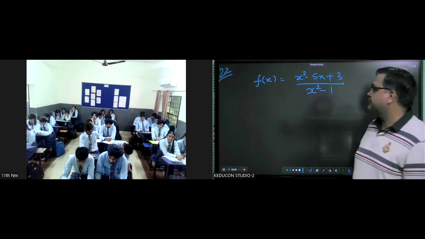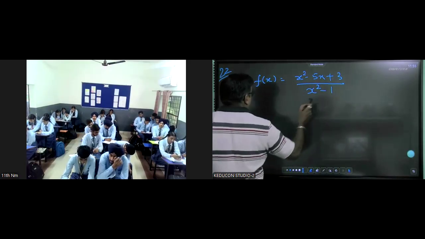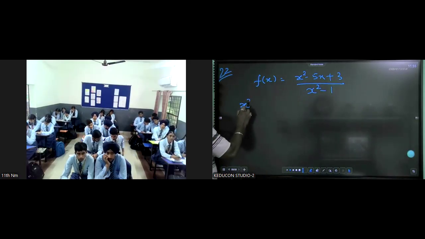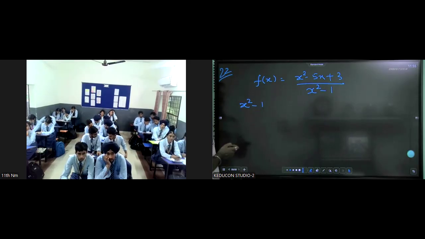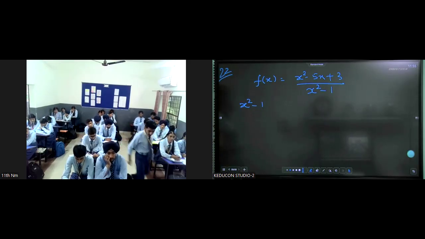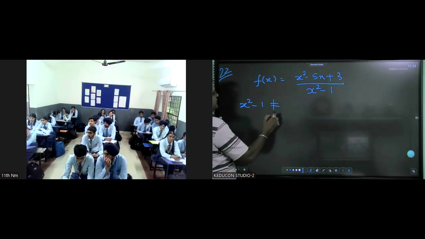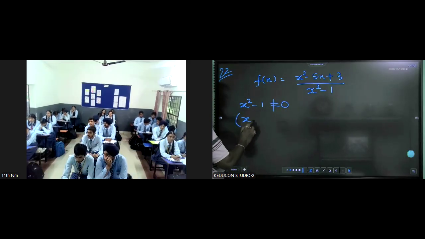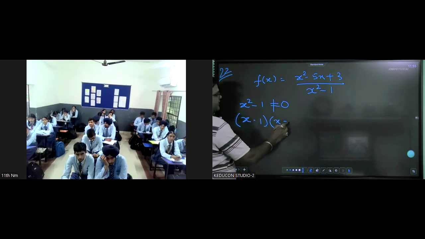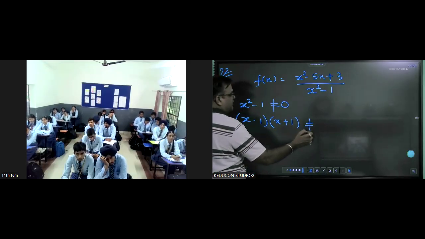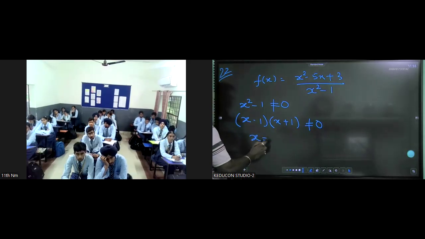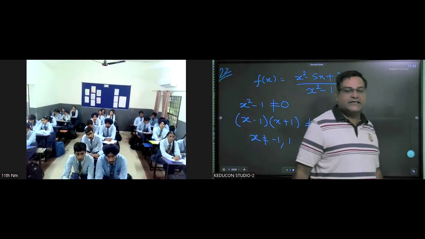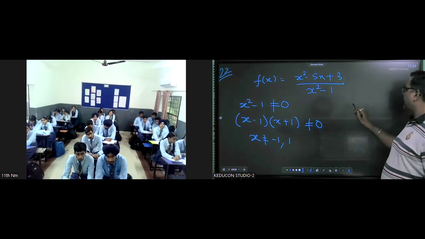See how. Can you take this solution? x square minus 1. Yes, students, x square minus 1 should not be equal to 0. That is, (x minus 1)(x plus 1) should not be equal to 0. That's when x should not be equal to -1 and 1. So the value of x can be all real numbers except these.